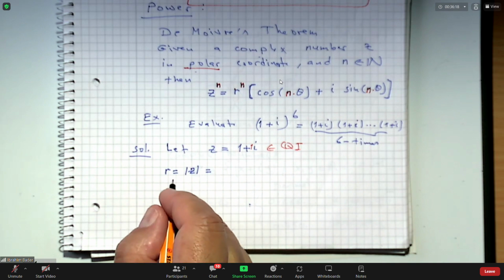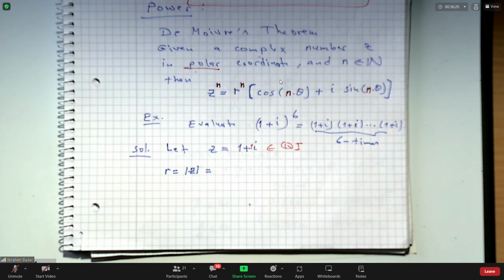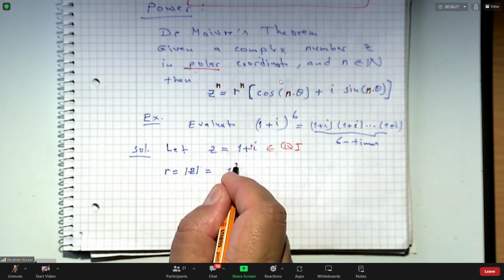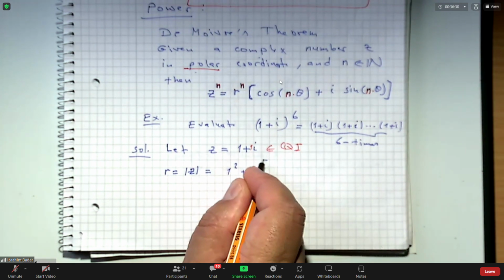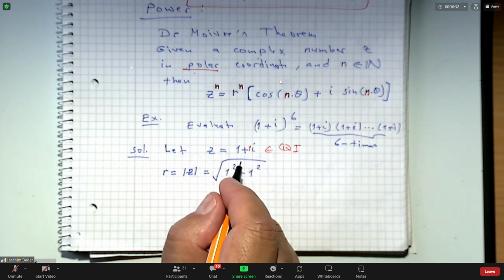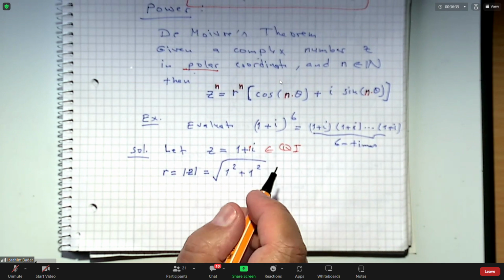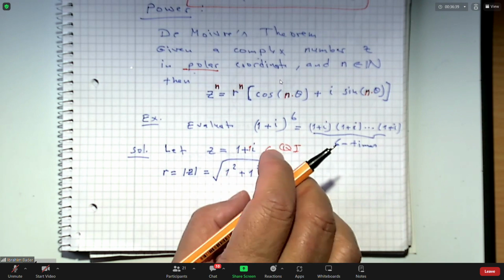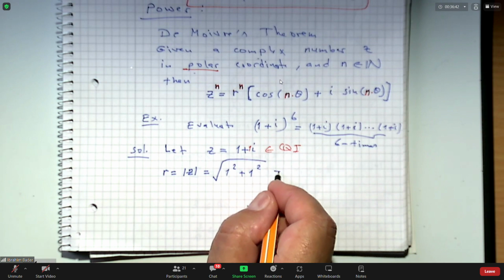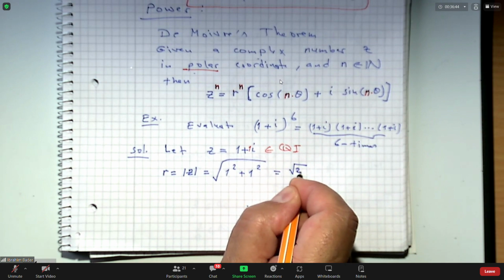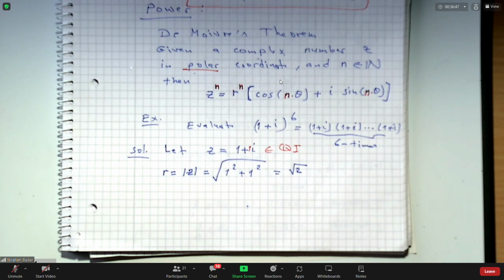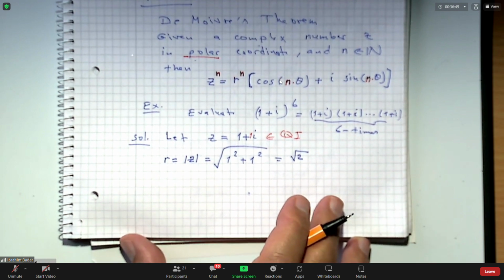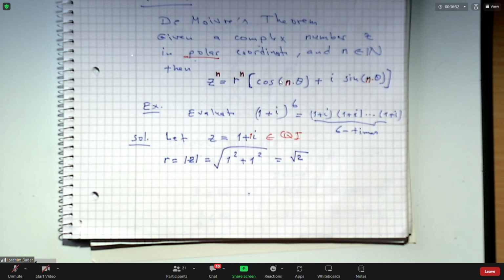Now, what is the magnitude of this number? What is this distance, this z here, or r? It's the square root of 1 squared plus 1 squared. Here you have to be careful. I saw many of you solving the problems: if it's negative, they don't square the negative. Here we don't have a negative, but if you do, you need to square it. And we get just the square root of 2. Does that make sense for everyone? Is it clear?